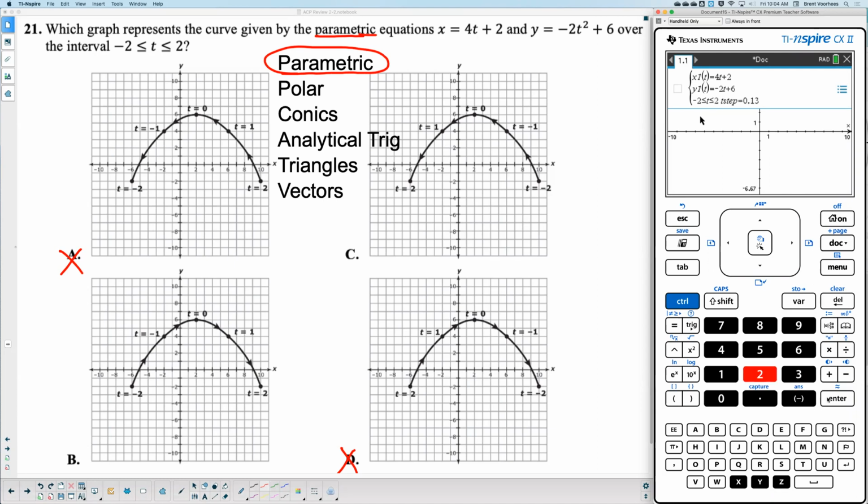Now that will shape the graph. I messed up somewhere. Forgot the square. What gets squared? -2t squared. There we go. Now I'm getting the right graph.